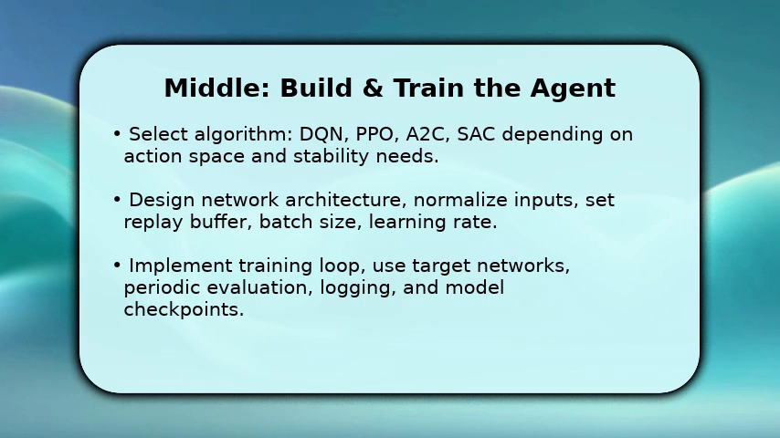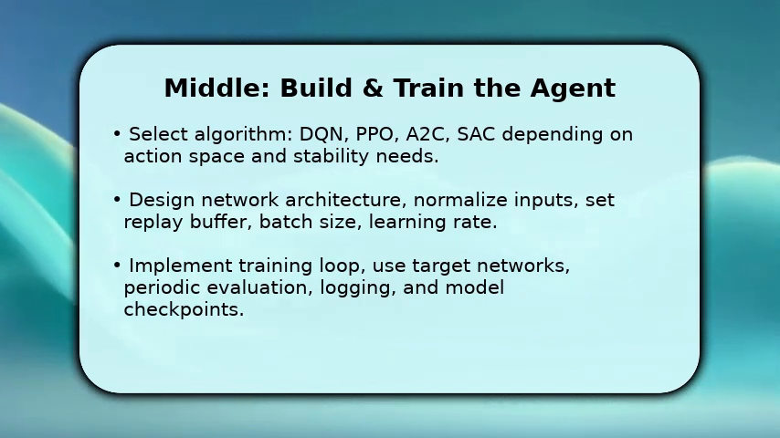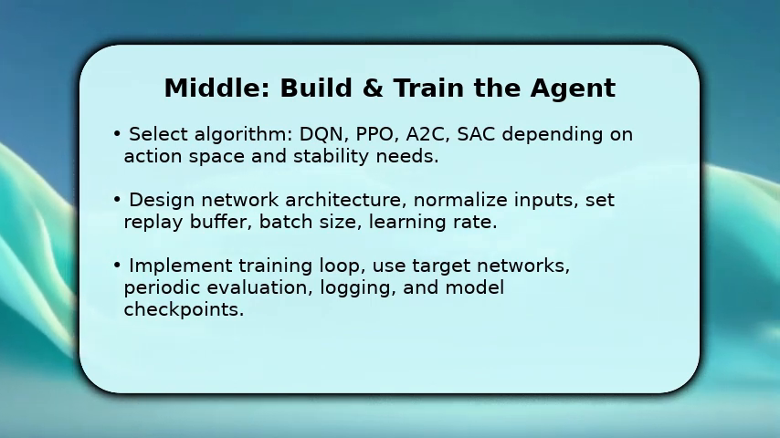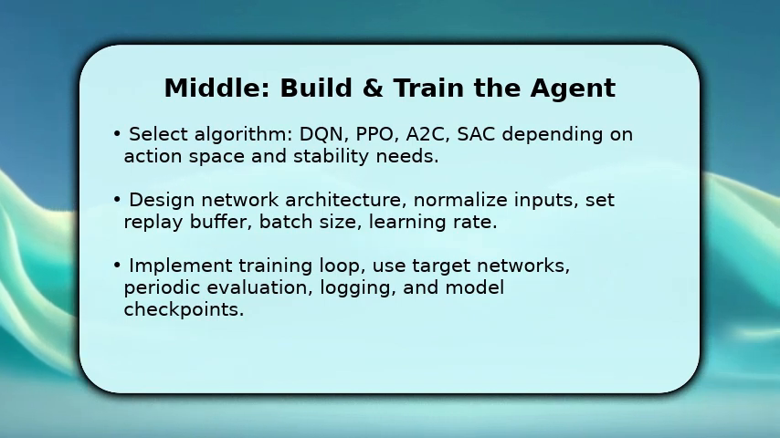Implement the core training loop. Collect transitions, compute losses, apply optimizer steps, and update target networks at fixed intervals. Make sure to log rewards and losses, run periodic evaluations, and save checkpoints.